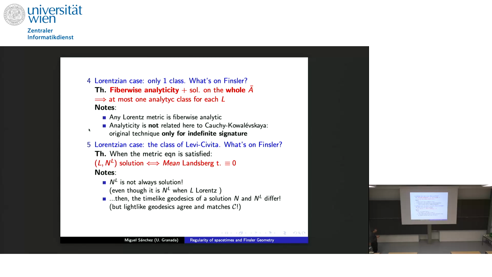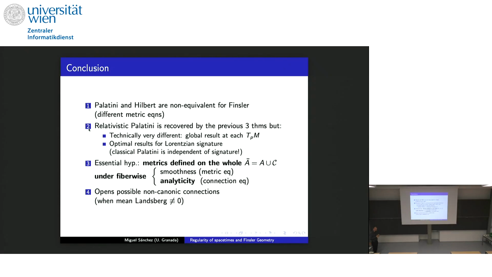So in these highly Finslerian cases, we don't always have that the nonlinear connection associated to the metric is a solution, and in this case, even the time-like geodesics differ. However, the light-like geodesics still agree on the cone. So summing up, from all the conclusions, I would like to stress, from the viewpoint of regularity, the essential hypothesis that the metrics must be defined on all the causal cone, and that smoothness is a natural property to obtain results, and perhaps in the tangent bundle, the natural property will be some analyticity. And well, this is about these equations.